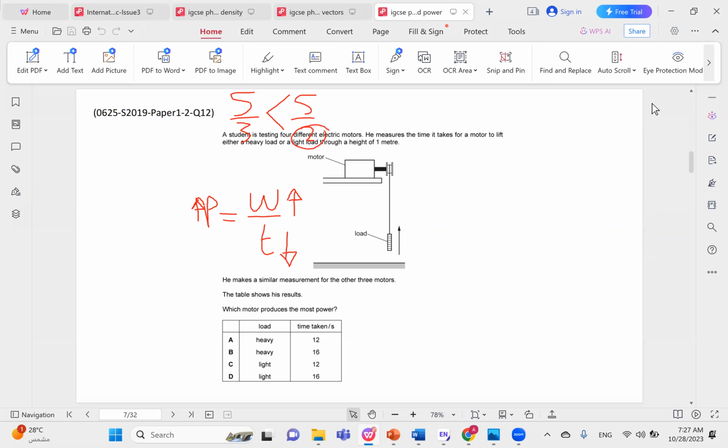So we're looking here for the most work done. So we want the heavy loads, not the light loads. And we're looking for the least time taken. So the correct choice would be choice A.